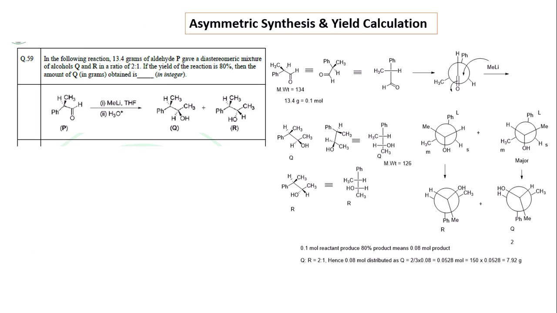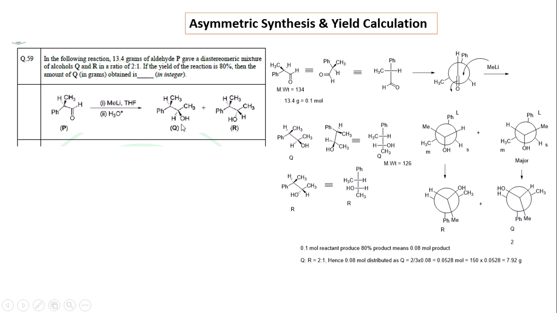Next is the asymmetric synthesis and yield calculation. In this case, Cram's rule is applied here, and we get the two products. One is the major, another is the minor isomer, and if we convert it to the Fischer projection, we see that this is the small side, so this methyl group attacks from that side, we get the alcohol, and this is the alcohol, and attack from this small side is preferable, and this is the major one, and this is the minor isomer.